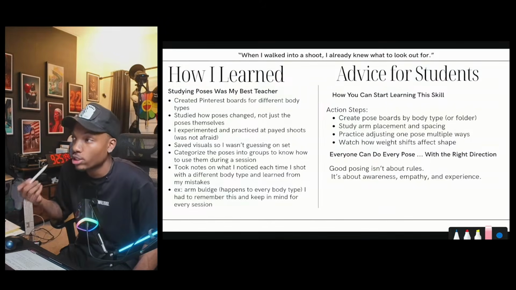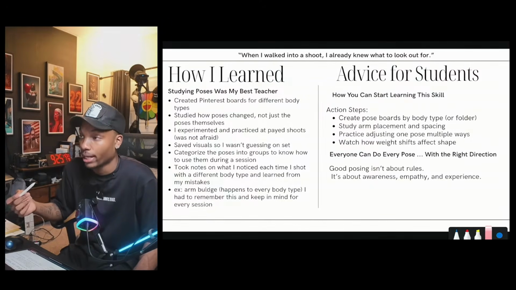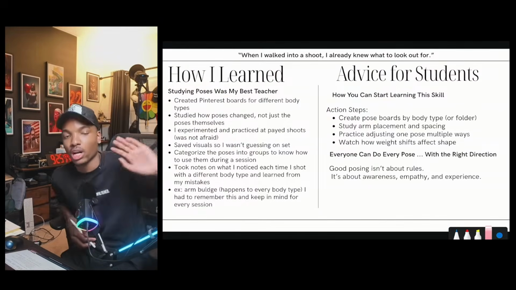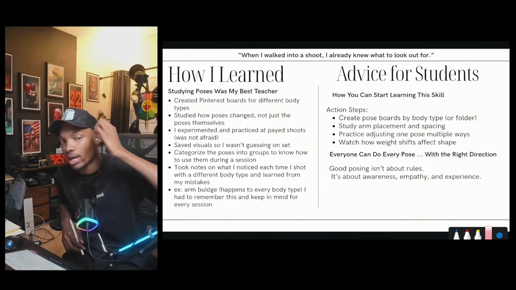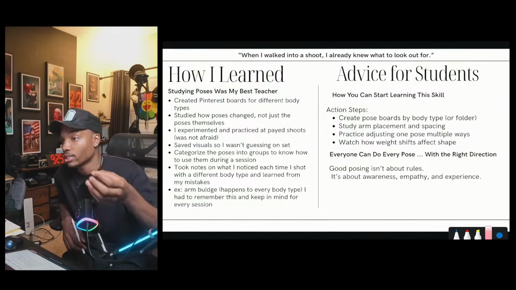So I created Pinterest boards for the different body types, right? Petite, when I'm learning how to pose, right? Yeah, you have concept Pinterest boards for concepts, but these are for poses, right? You have petite, right? You have the average, and then you have the plus size. Keep that in mind.